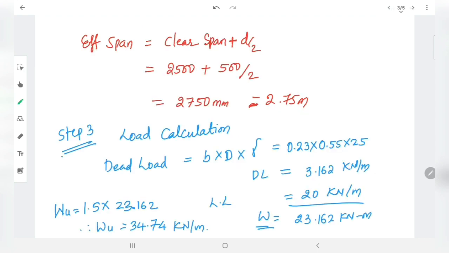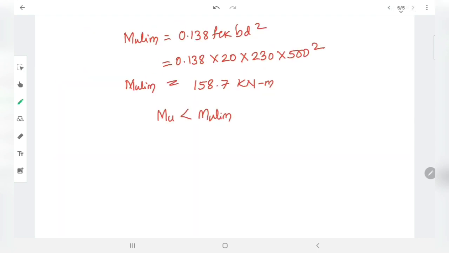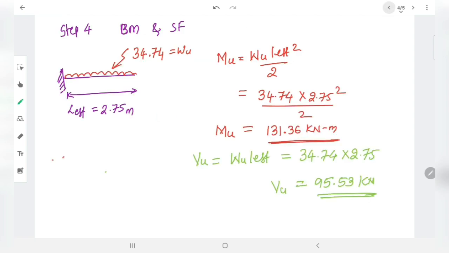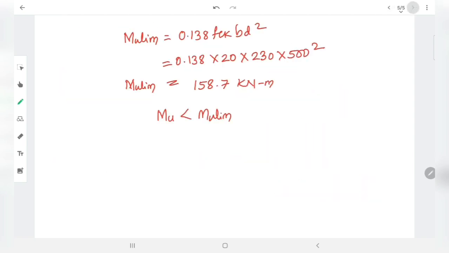Now MU and MU limit need to be compared, so that you can judge whether it is singly or doubly reinforced. Here, MU is 131.36 and MU limit is 158.7. So MU is less than MU limit, so this will be a singly reinforced cantilever beam. For a singly reinforced beam, AST will be calculated using the equation.